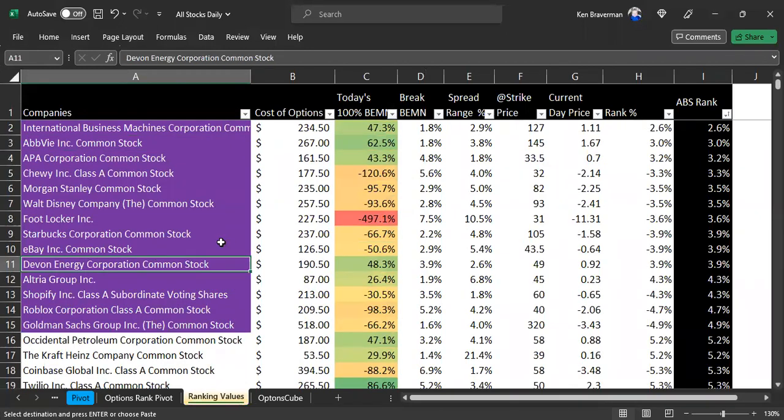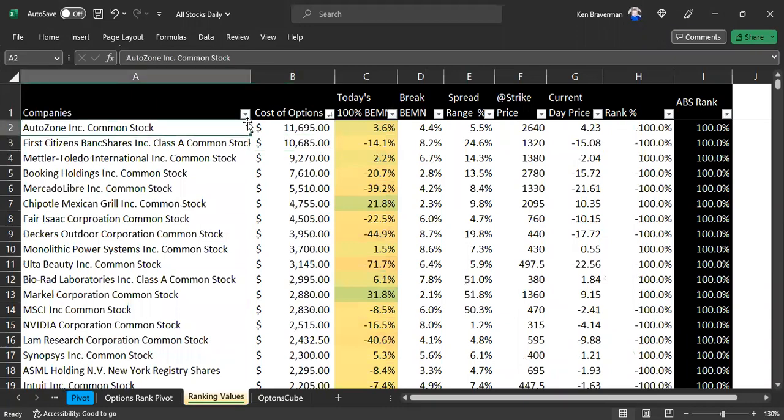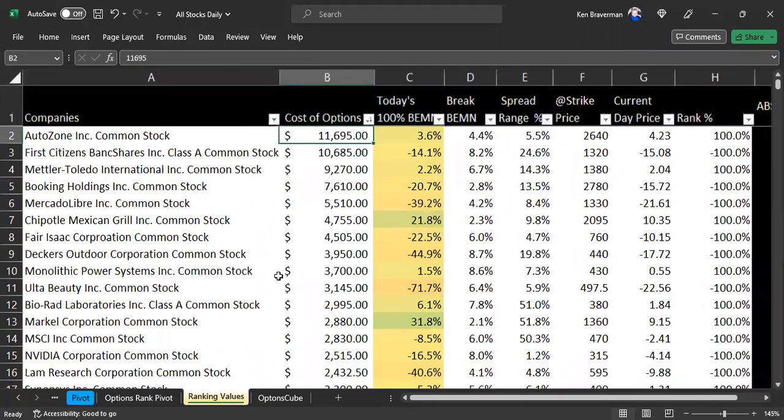And I'll just keep updating and keep telling you what it says, but it's going to do amazing things, because how bad can it get? It's not like you're paying a ton of money for options. Look how much you can pay for some companies' options. You can pay almost 12 grand for AutoZone's options.